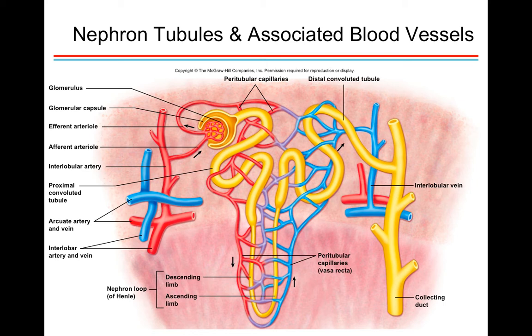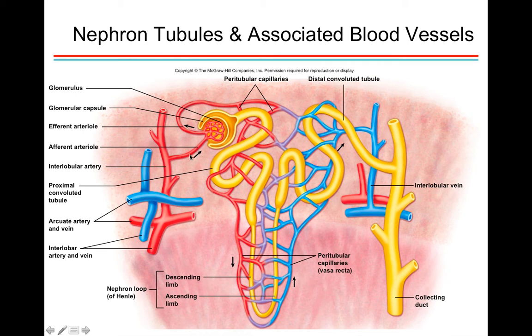So I'd like to point out some of the key regions of the nephron. So first, we have the glomerulus, which is over here. Another name for this is called Bowman's capsule, or the glomerulocapsule. And this plays a key role in filtration.